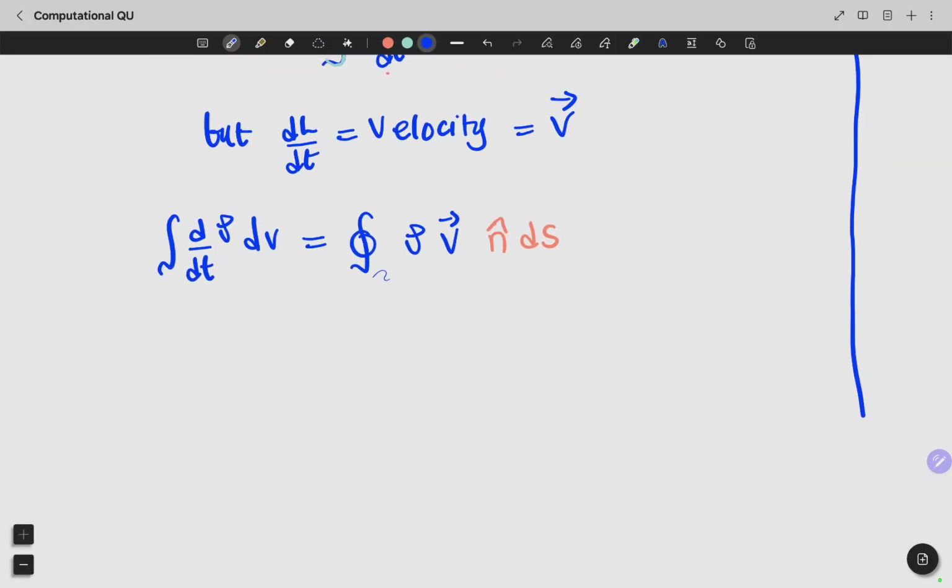and finally you can let J, this is called current. It's going to be very important in the future for us. Current, let J equals rho v.